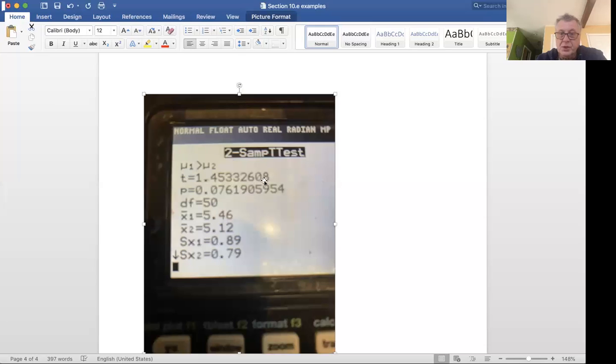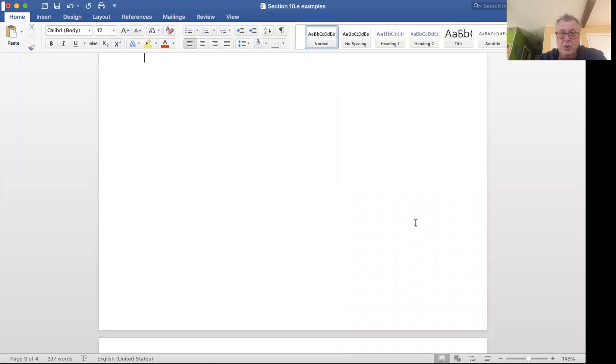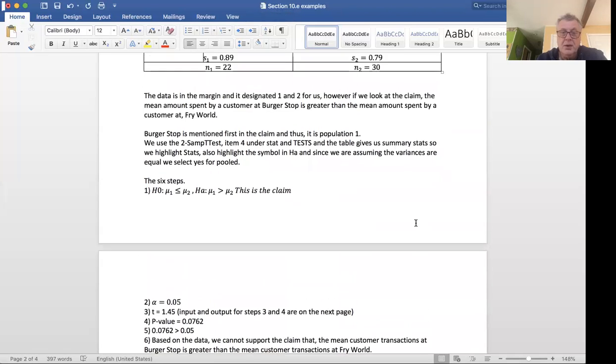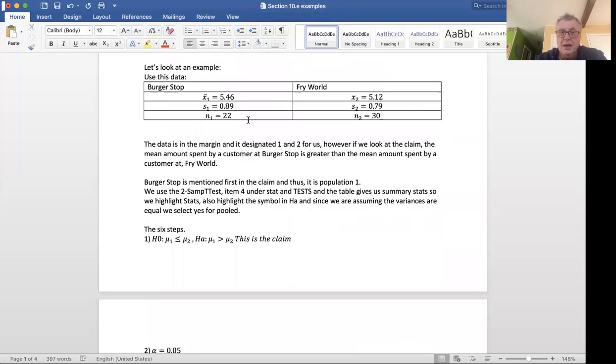So there's our test statistic, 1.45. There is our p-value. Our degree of freedom, we'll talk about that in a minute. And it just reiterates x bar 1, x bar 2, standard deviation 1, and standard deviation 2. Our degree of freedom here was 50. Let's go back up to our summary. Our summary table had a total of N2 and N1 would be 52 if I add those together. If I subtract 2 from that sum, I get 50.